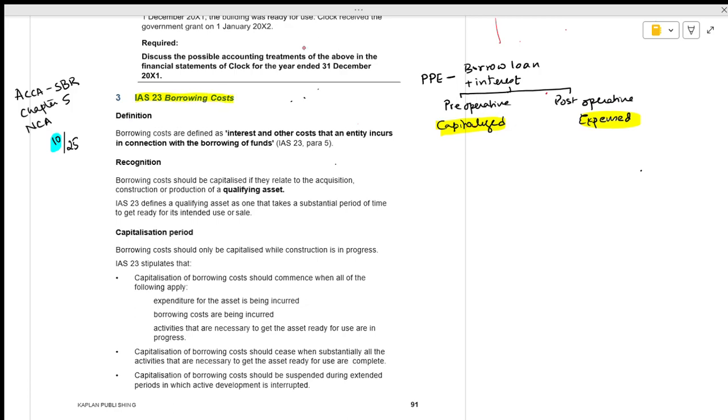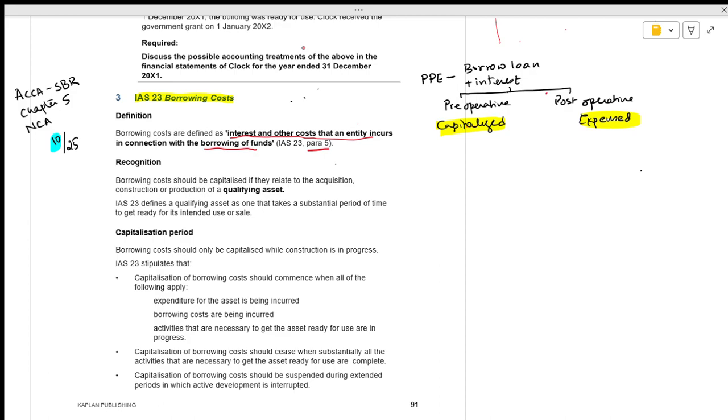Borrowing cost is defined as interest and other costs that an entity incurs in connection with the borrowing of funds. Means interest and other costs, such as commission, processing fees of the applications, and legal fees. Whatever fees are attached to those borrowings, we have to identify in connection with the borrowing of the funds. This is what IAS 23 para 5 says.